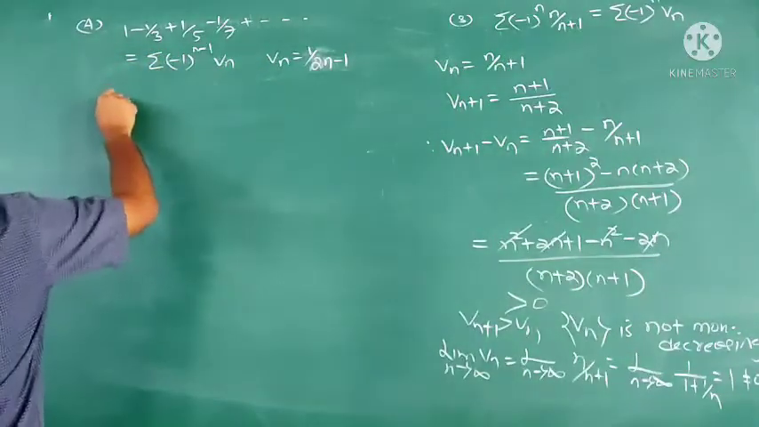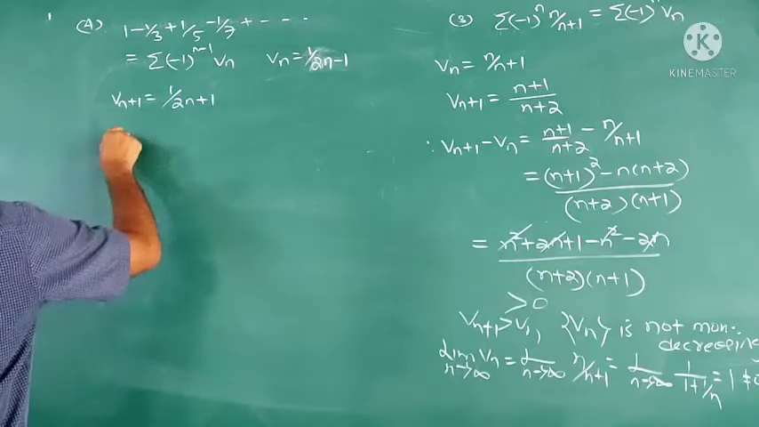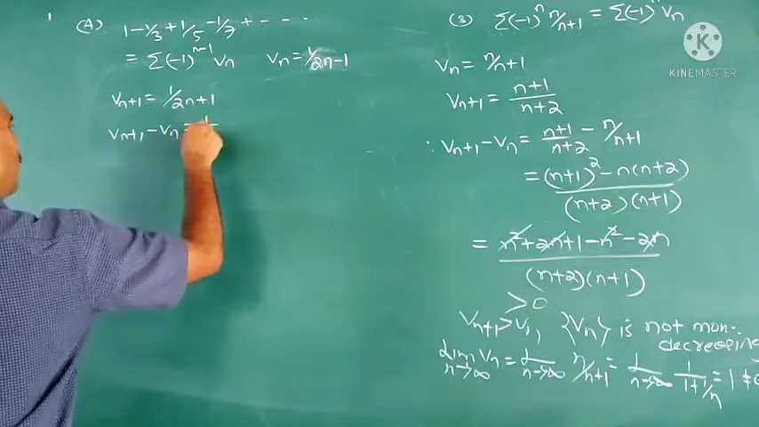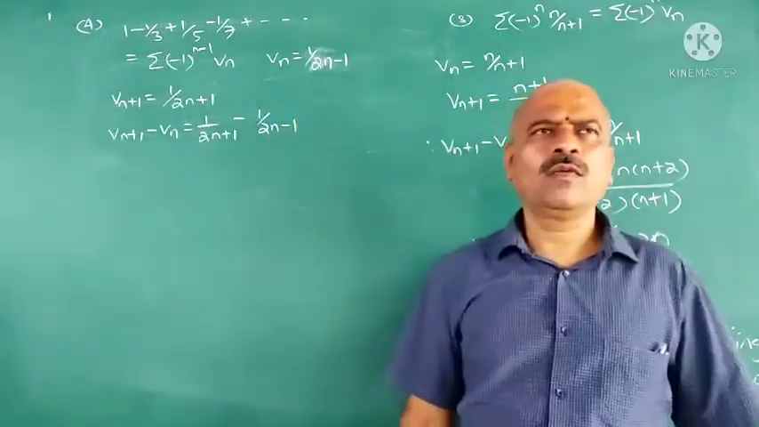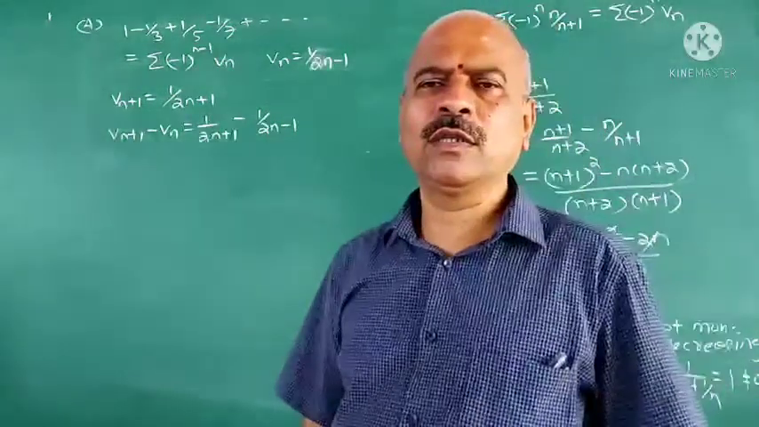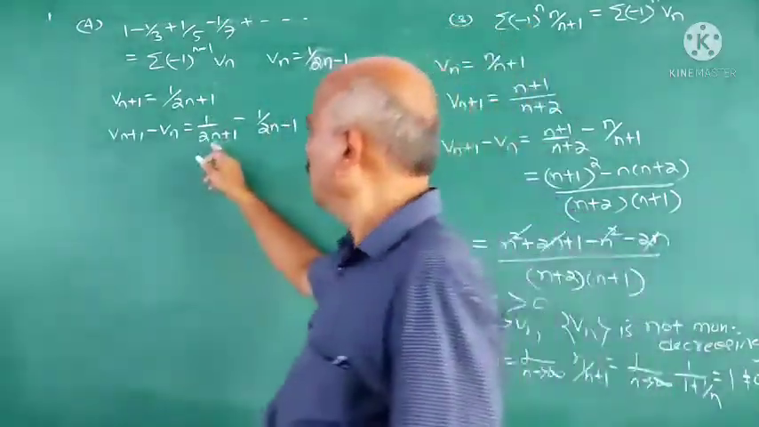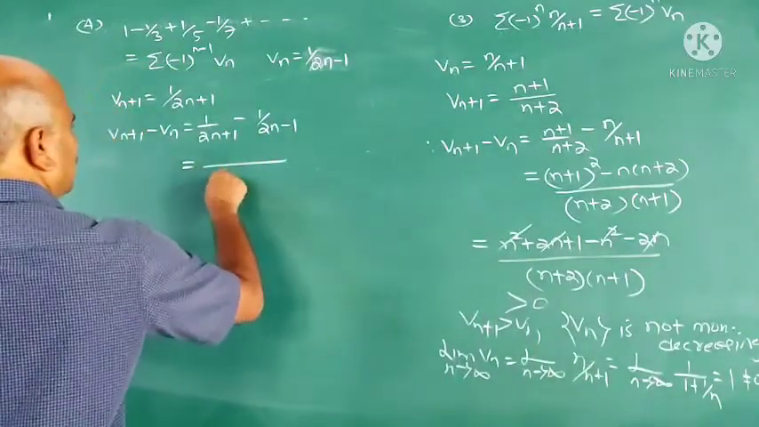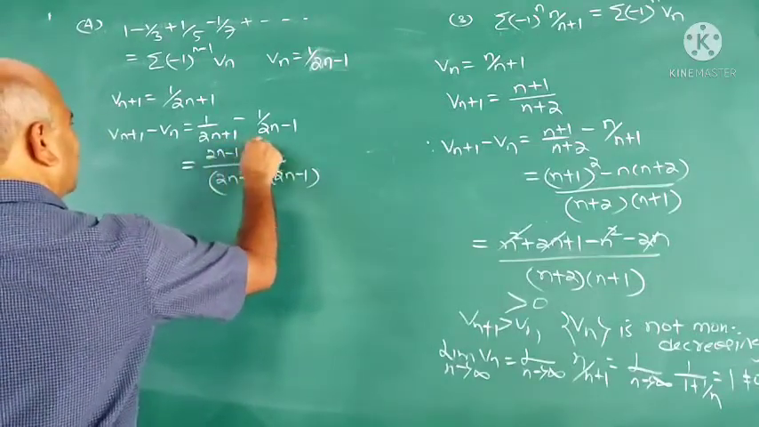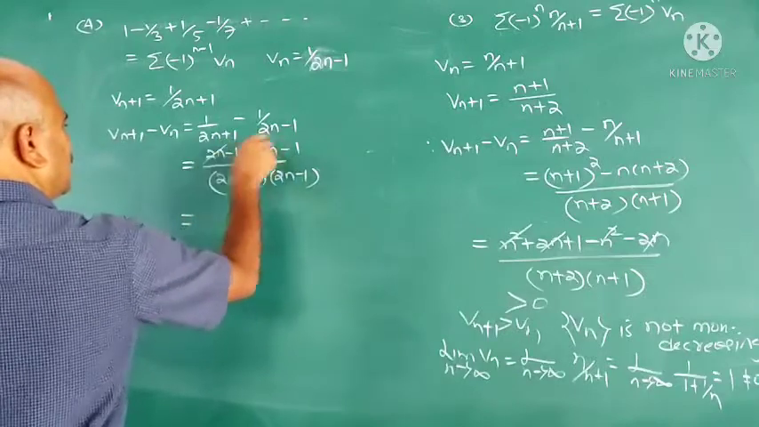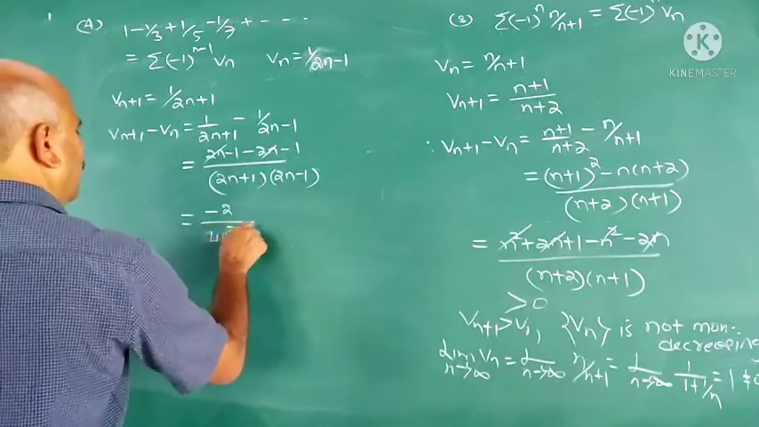Now we apply the Leibniz test here. For that we require Vn plus 1, which is 1 upon 2n plus 1. So Vn plus 1 minus Vn is 1 upon 2n plus 1 minus 1 upon 2n minus 1. What is the Leibniz test? We have to verify whether it is monotone decreasing or increasing. If it is monotone decreasing and limit Vn is 0, then only it converges. So we take this one. It is 2n plus 1 into 2n minus 1 in the denominator, and in the numerator 2n minus 1 minus 2n minus 1. So it is minus 2 upon 4n square minus 1.